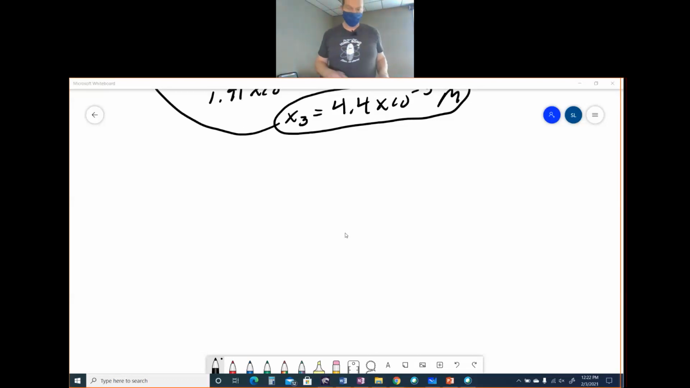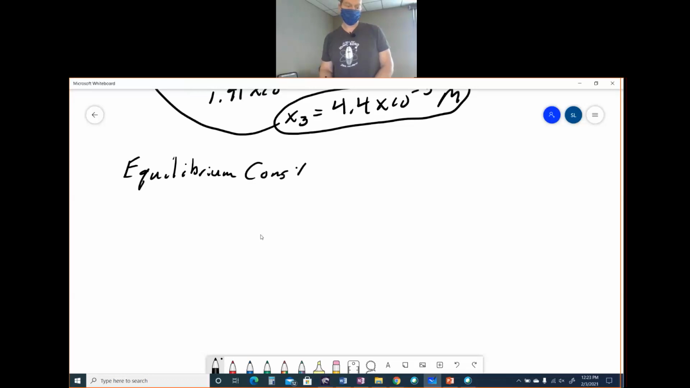All right, we're going to go through some notes that are not on PowerPoint. First topic is going to be what happens when you add reactions. So, equilibrium constant for the sum of reactions.